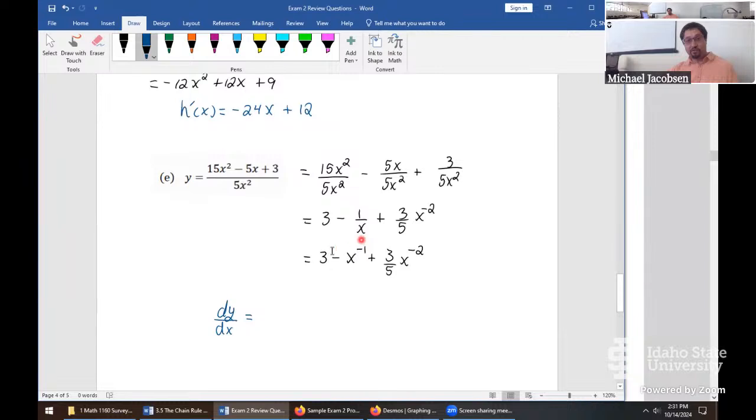Over here, negative 1 multiplies negative 1 in front, so it's just a positive x. I'll just write x here to the power now negative 2. On this one, negative 2 multiplies just the numerator 3 to make it a negative 6/5. And now x is to the power negative 3. So that's how this one here gets calculated. Any questions at all, folks, with the conclusion here?